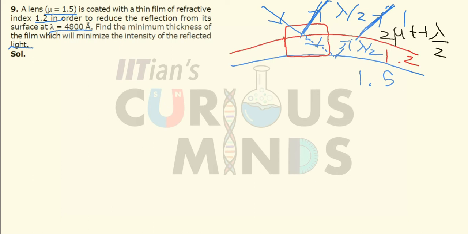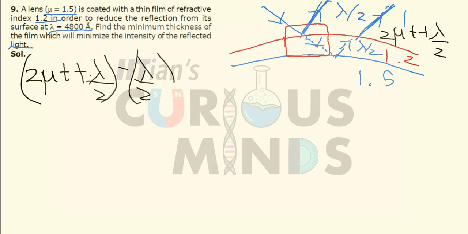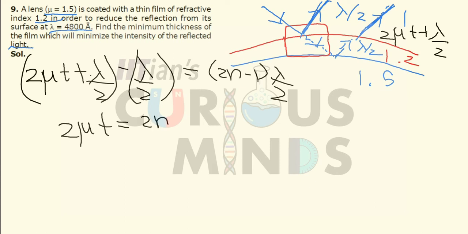So now let us find out the path difference. It will be equal to 2 mu t plus lambda by 2 minus lambda by 2, which will be equal to 2n minus 1 lambda by 2. So lambda by 2 will get cancelled out, and 2 mu t will be equal to 2n minus 1 lambda by 2. They have asked what is the minimum thickness. For minimum thickness n will be equal to 1, so it will be lambda by 2.